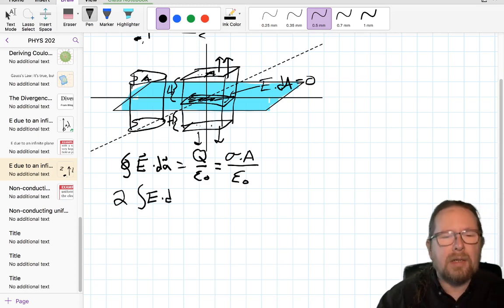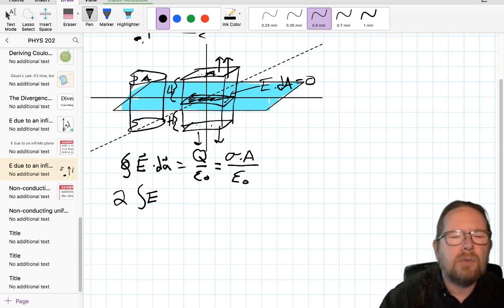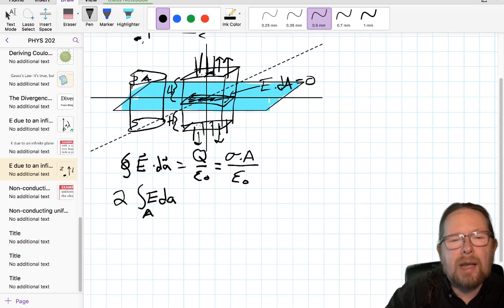And actually, we don't even need the dot product because we know that the electric field is perpendicular over one of our areas A, right? The electric field dotted into the surface is going to be that way on the top, that way on the bottom. Those two things are going to be equal because the areas are equal and the electric fields are equal. So we can just multiply the whole thing by 2. That's going to be equal to sigma A over epsilon 0.